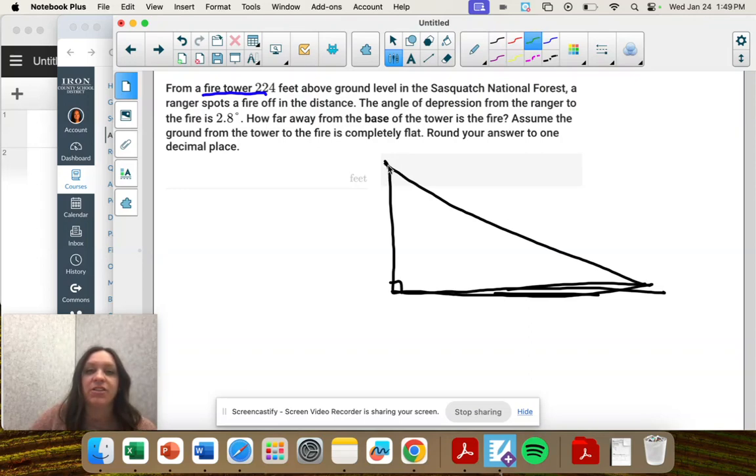So here's our fire tower. I'm not an artist, so even if you label, that's fine. And it's 224 feet above the ground. So the angle of depression from the ranger, up here at the very top of our tower is a person, and he's looking down to a fire.